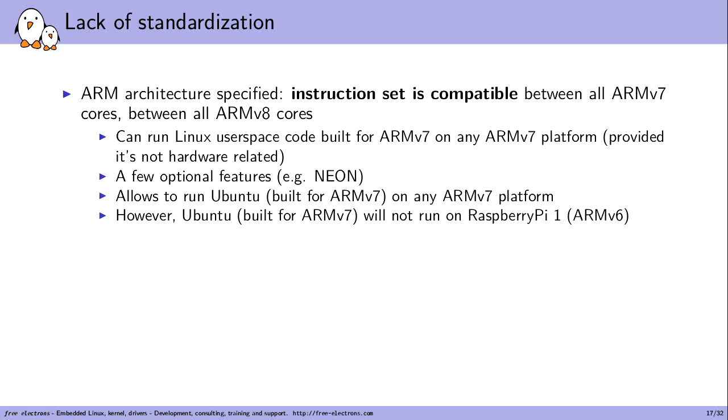Moving progressively towards the software support, one aspect of ARM is that there's fairly little standardization. The instruction set itself is standardized by the ARM specification. So from the user space code point of view, ARMv7 platforms are mostly compatible. There are a few tricks, like NEON instructions being optional. This means that you can generally take a Linux distribution built for ARMv7 and run it on any ARMv7-based SoC.